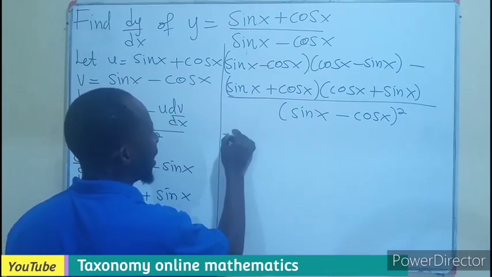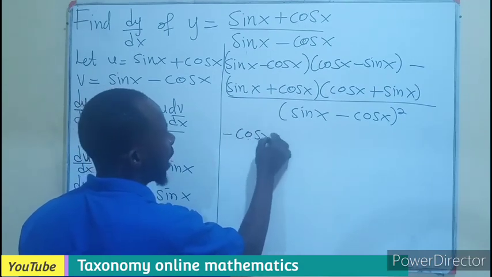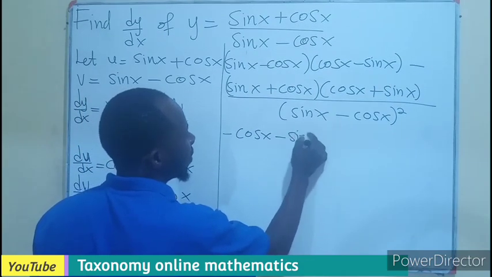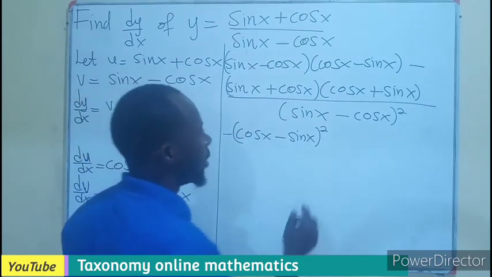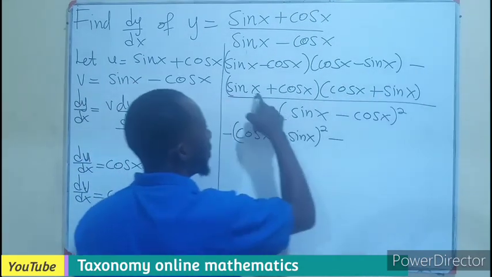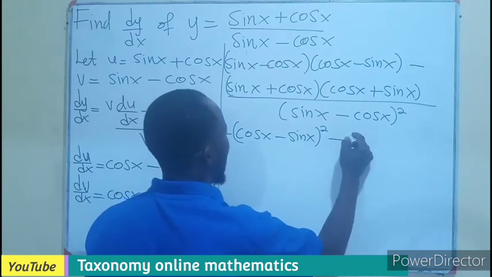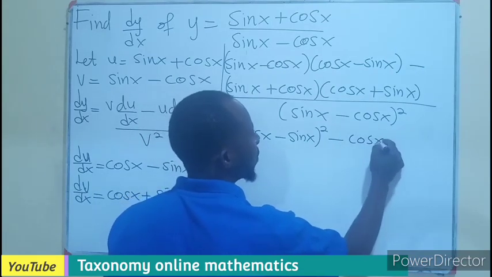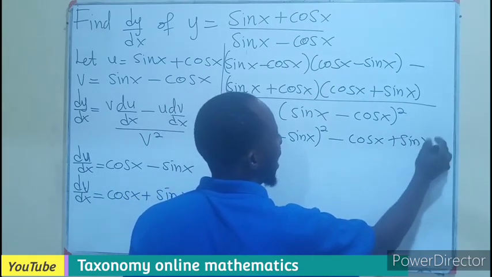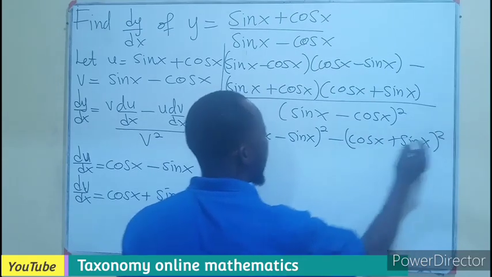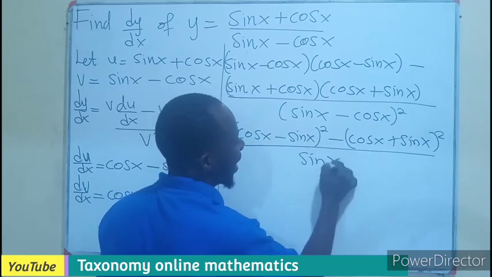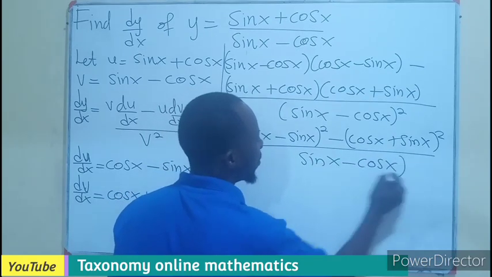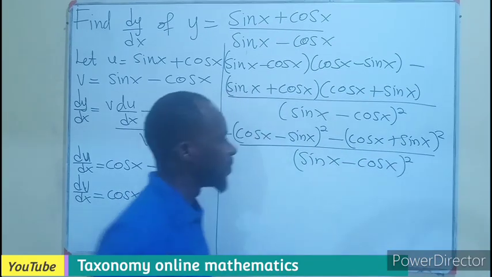So this will be minus (cos x minus sin x) all squared, then minus, which is this, (cos x plus sin x) all squared. Then we still divide by what? (sin x cos x) all squared.